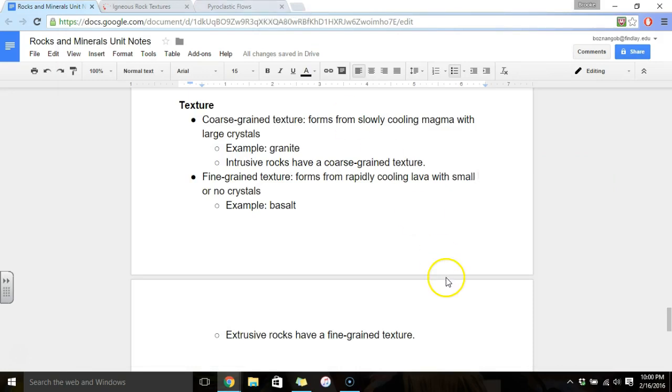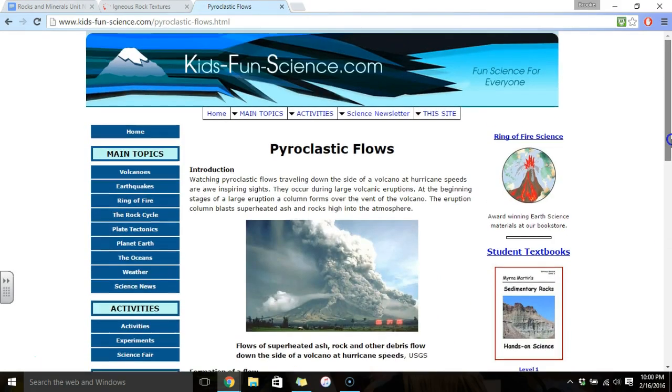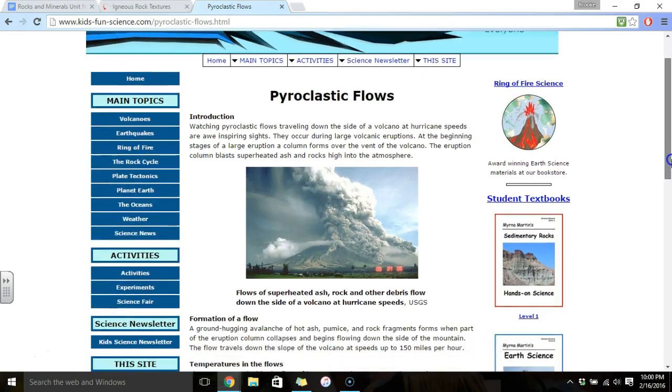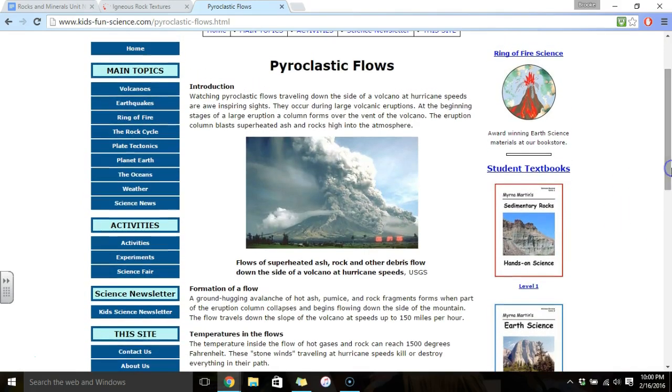Now you're probably wondering, what on earth does that mean? So let me read about pyroclastic flow to you. This is a website that I found. It's Kids Fun Science, but it has stuff from very credible sources. So it says, introduction: watching pyroclastic flows traveling down the side of a volcano at hurricane speeds are awe-inspiring sights. They occur during large volcanic eruptions. At the beginning stages of a large eruption, a column forms over the vent of the volcano. The vent of the volcano is the hole at the top where the lava shoots out. The eruption column blasts superheated ash and rocks high into the atmosphere.